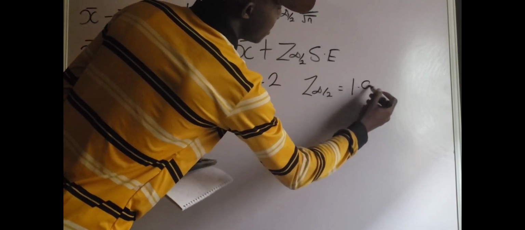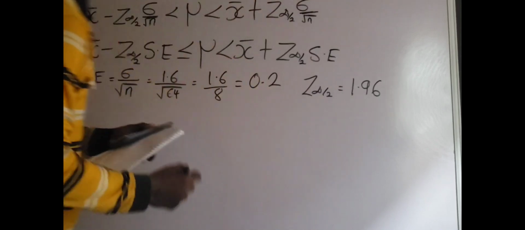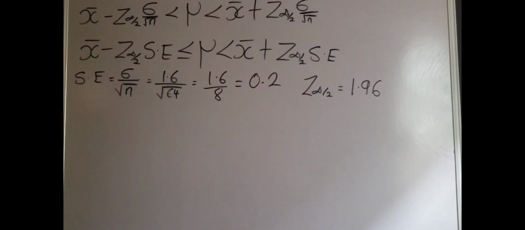So the critical value is 1.96. Please, anytime you come across a question like this, you get your critical value from your standard distribution table, and most of the time they might give it to you in the exam. But it is very, very important that you know it. So now let us proceed.